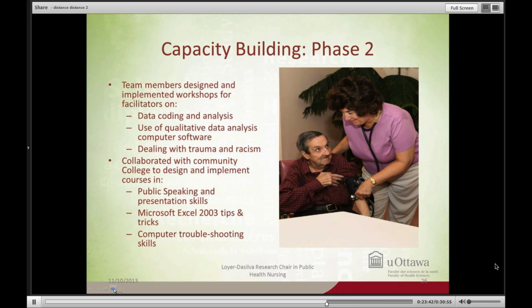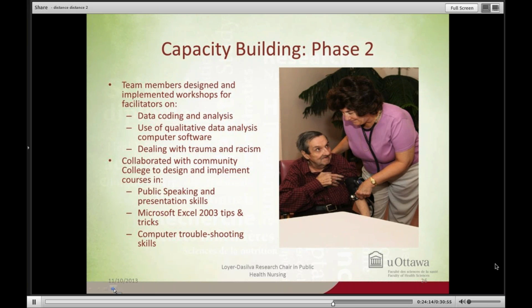So team members also designed and implemented workshops for the facilitators on data coding and analysis, use of qualitative data analysis computer software, dealing with trauma and racism. We also collaborated again, still with the community college, to design and implement courses in public speaking and presentation skills, Microsoft Excel tips, that was what we used at that time, and computer troubleshooting skills.